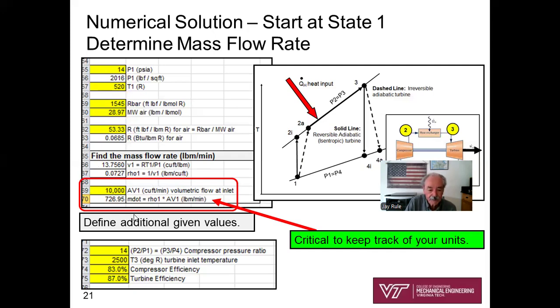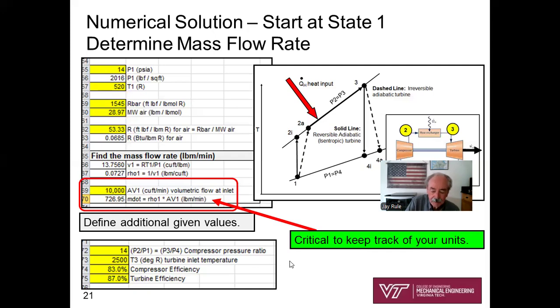And so I use m dot equals rho AV. I've got my input number, 10,000 cubic feet per minute. There's my input value in yellow, 10,000. And so m dot is rho, 0.0727, times AV, or 726.95 pounds per minute. And I made a note here, don't forget, you've got pounds per minute, not pounds per second. So I've got to remember what my units are for m dot.